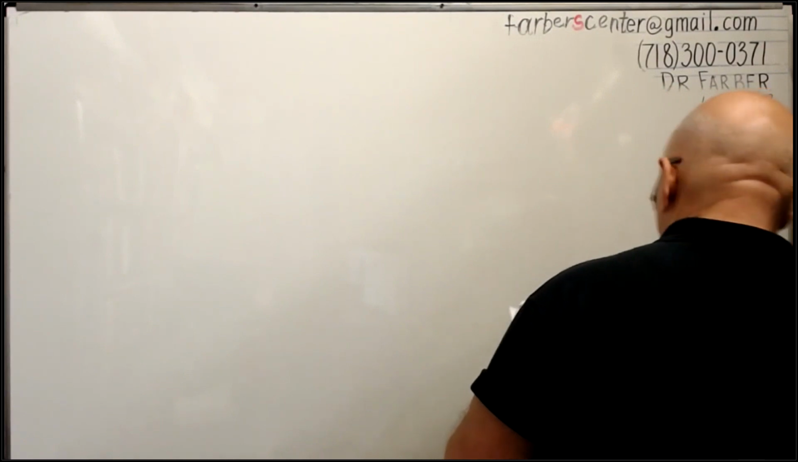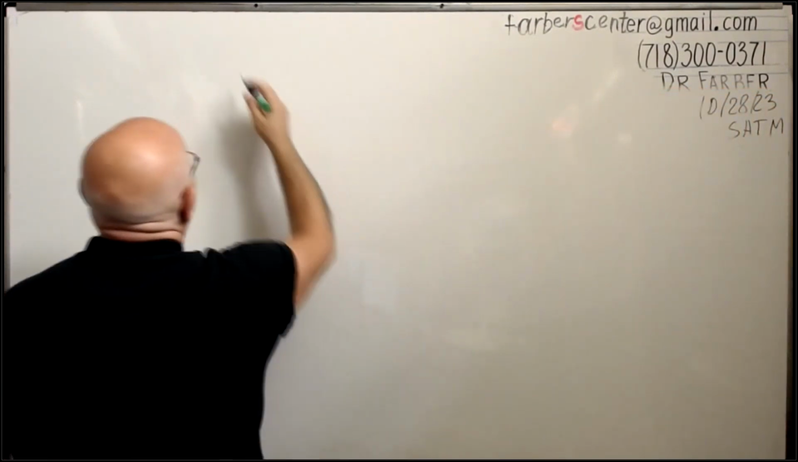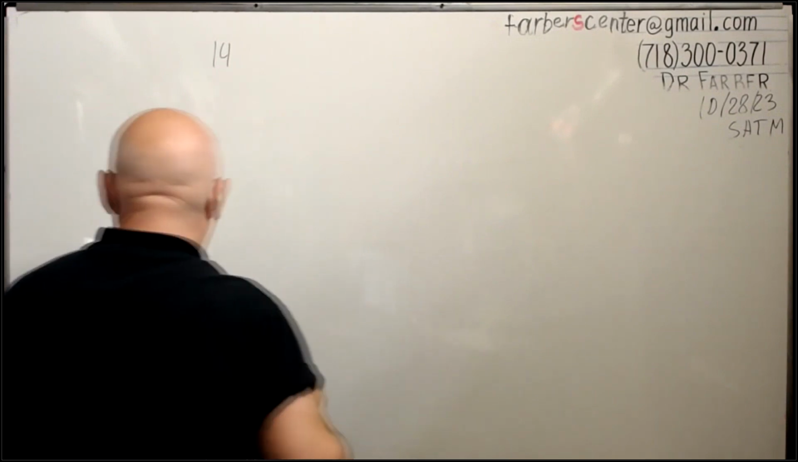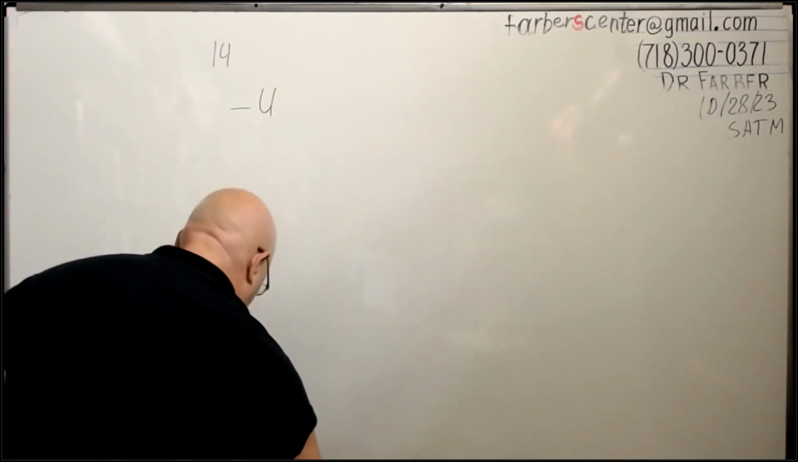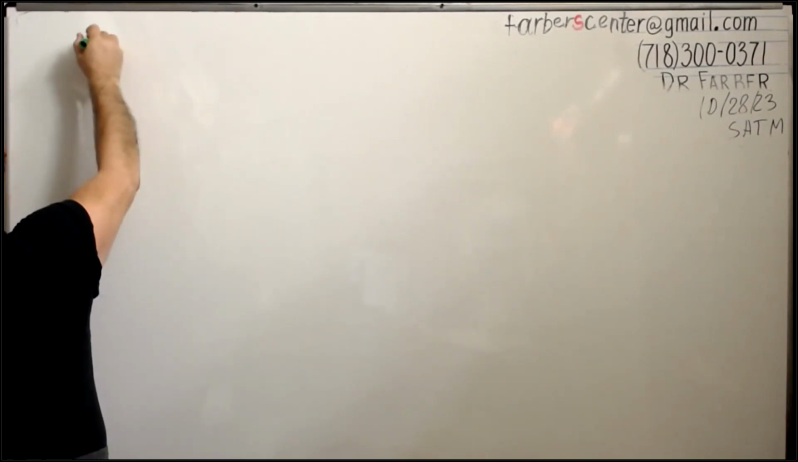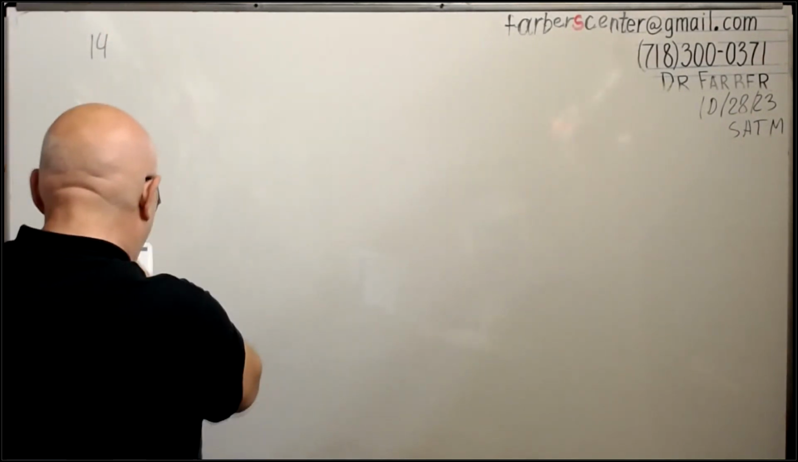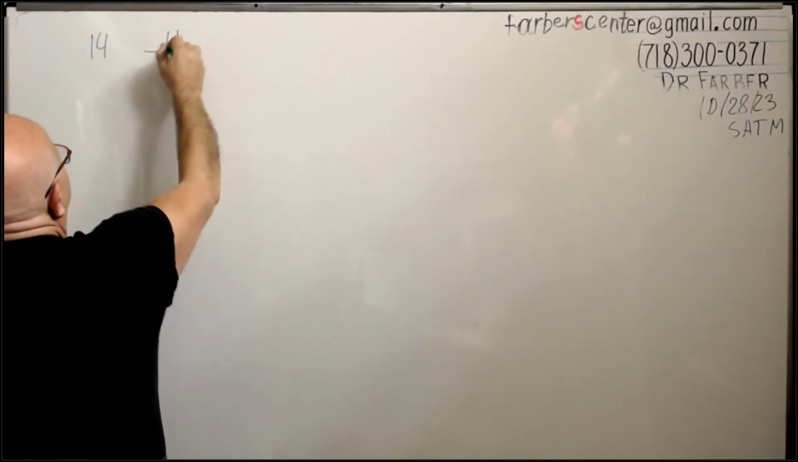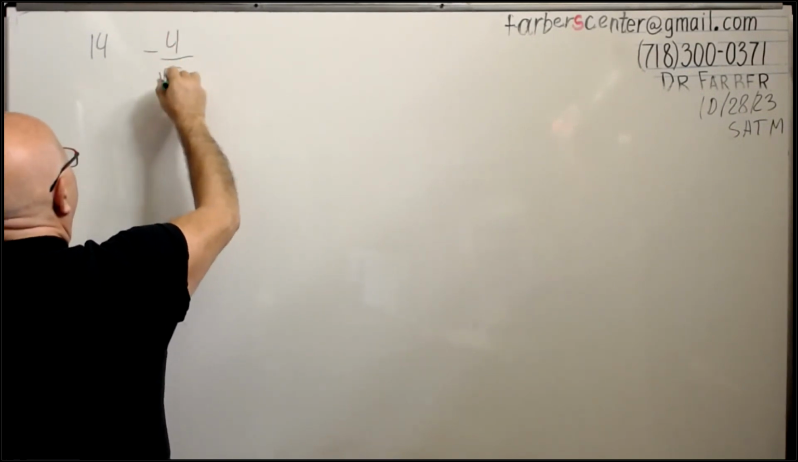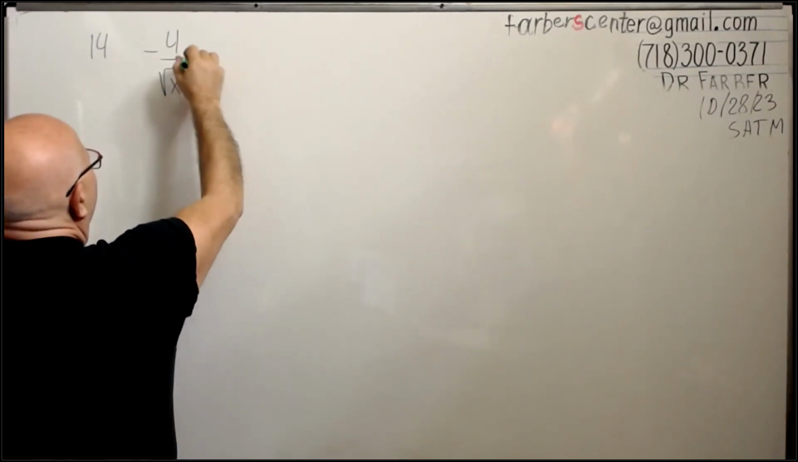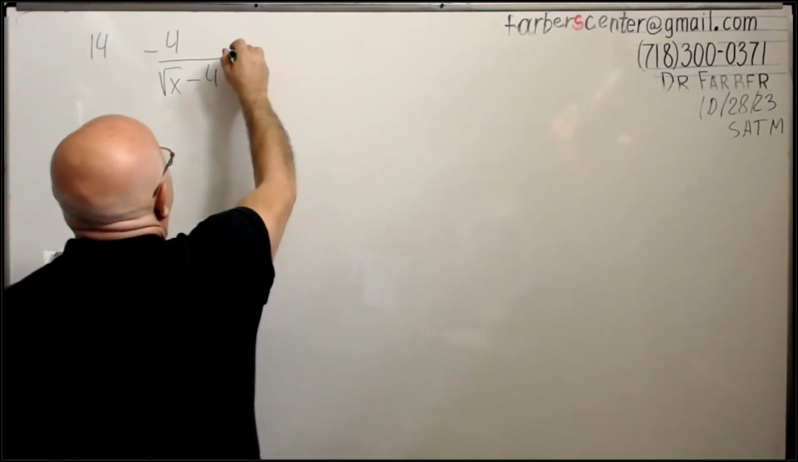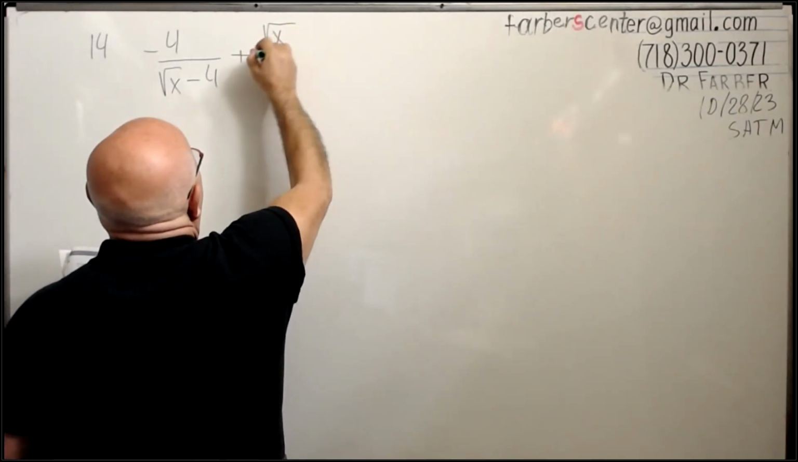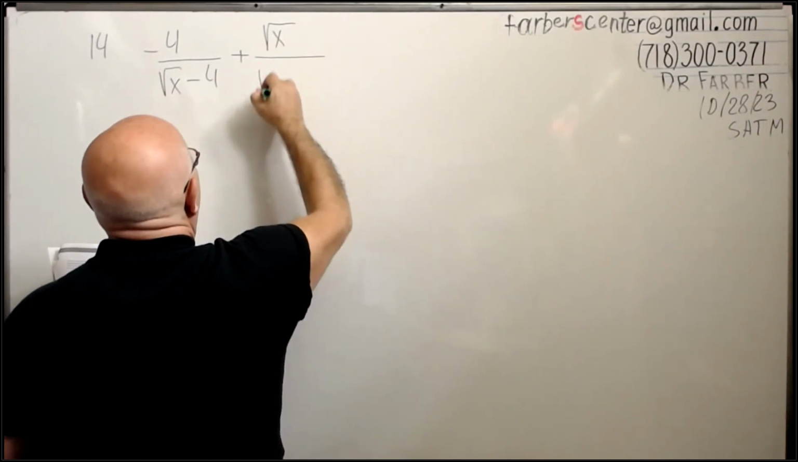Let me solve this equation together with you. Number 14. You have -4. I need room, so I put a little bit up on the top. Some of them are easy, but some of them more time and space consuming. -4 over square root of x minus 4, plus square root of x divided by square root of x plus 3.